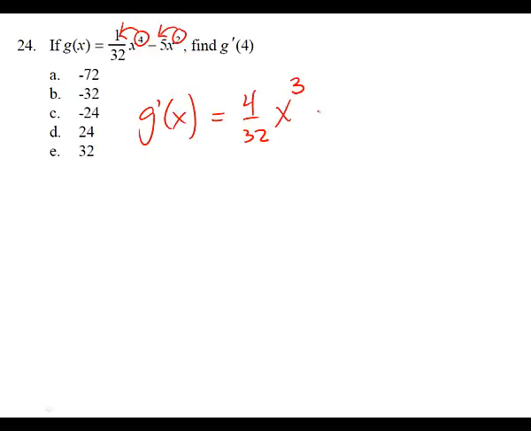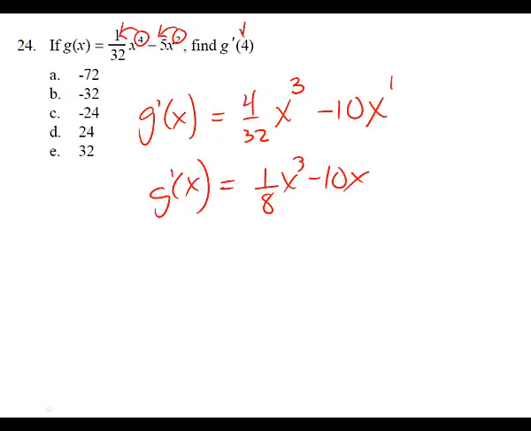So what do you get there? Just x to the first, right? I could go ahead and reduce that. So what is it? 1 over what? 8. All right. And then now look back at the instructions. What do they want us to do? Plug a 4 into it. All right. So what is 4 cubed?